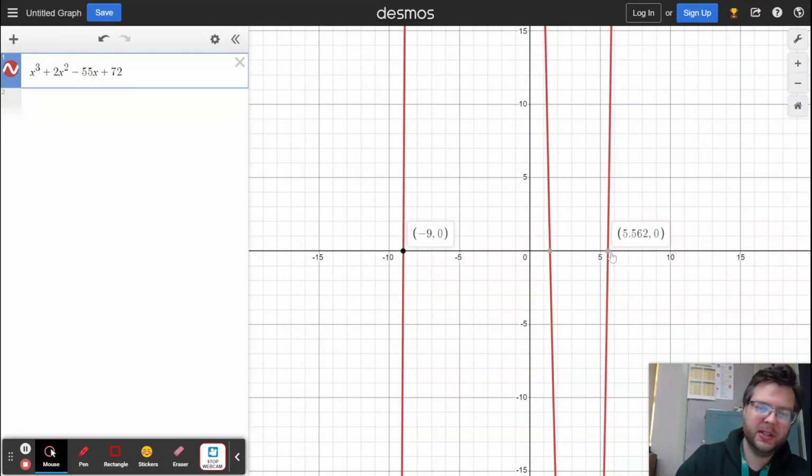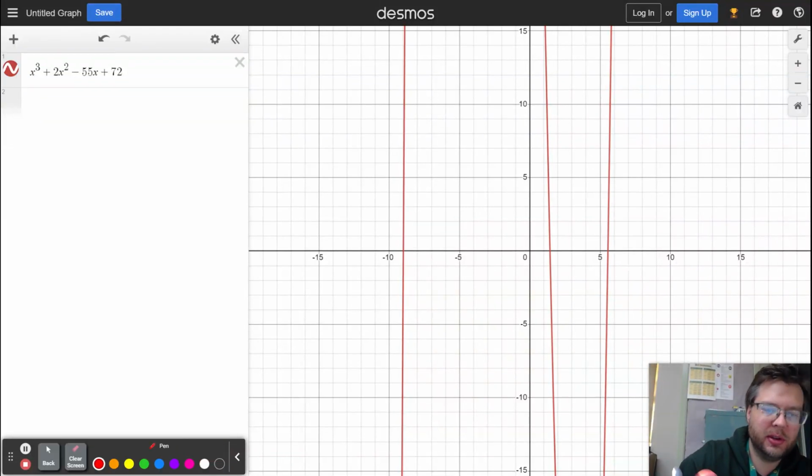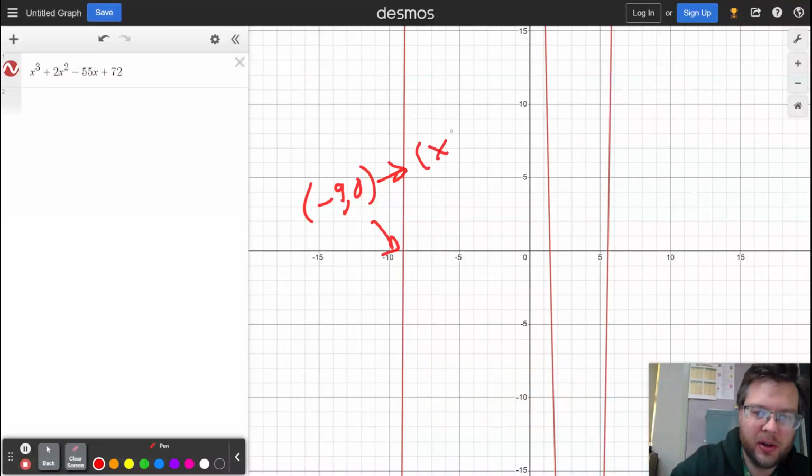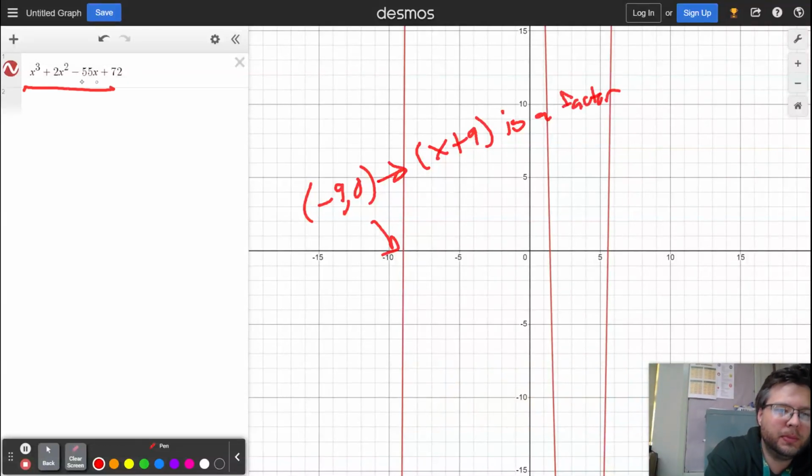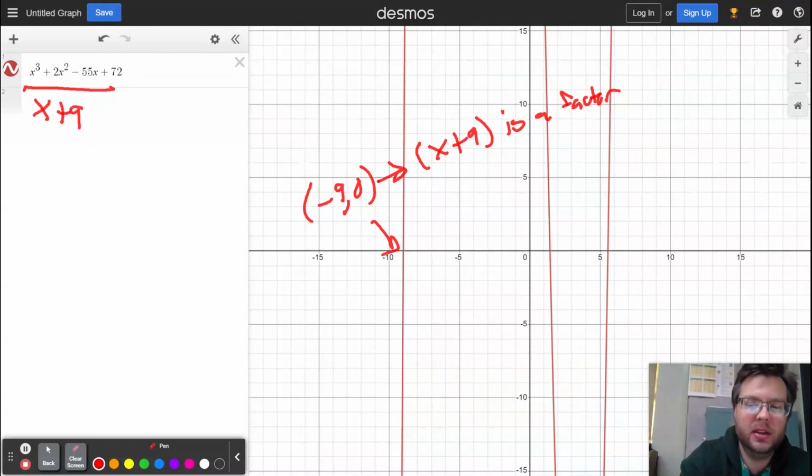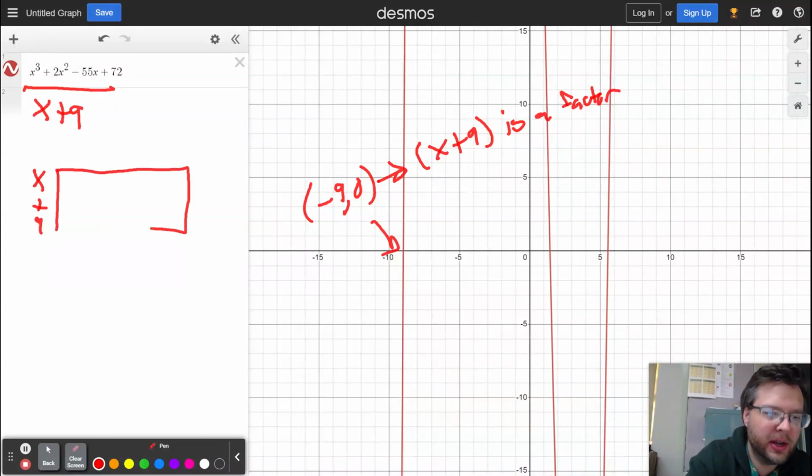So when I see a -9, 0, that means that x equals -9 makes the equation equal 0, and that means that I know that x plus 9 is a factor. So I could take my original polynomial and divide it by x plus 9, and I'll get the other factor. So you have x plus 9. You draw your box to try to help divide with x cubed there.